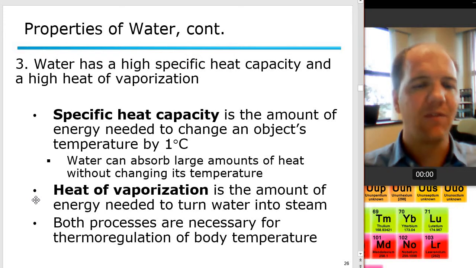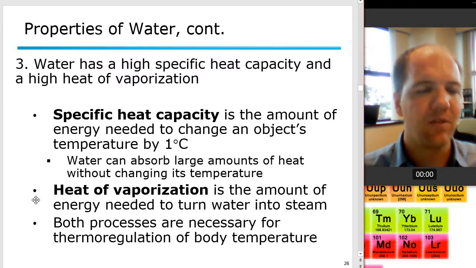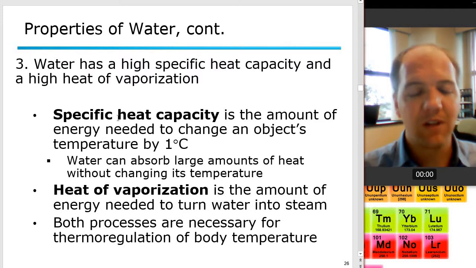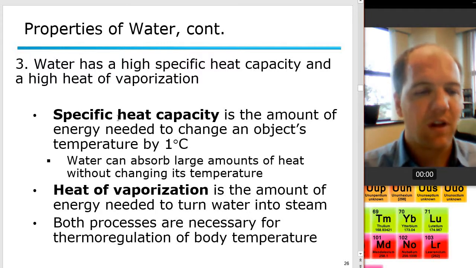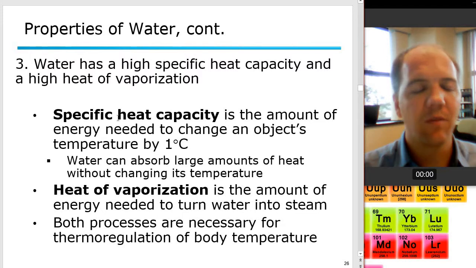Water has a high specific heat capacity and high heat of vaporization. This means that it takes a lot of energy to change the state of water. So water, because of these hydrogen bonds, can absorb a lot of energy before it changes state. Same thing with, well, let me give you an example first.